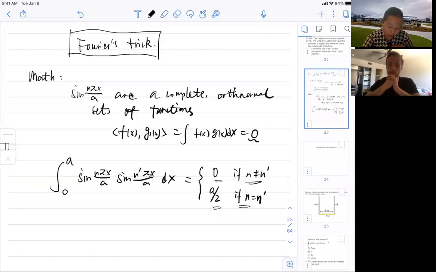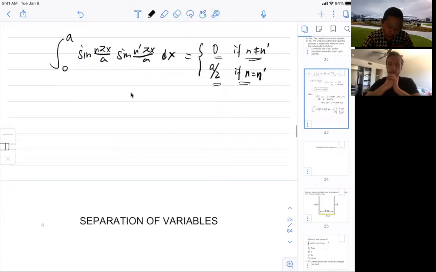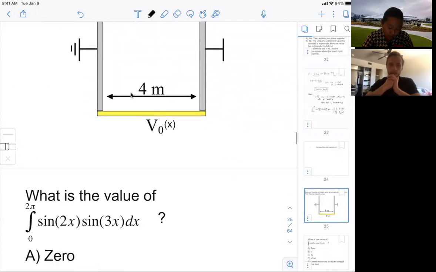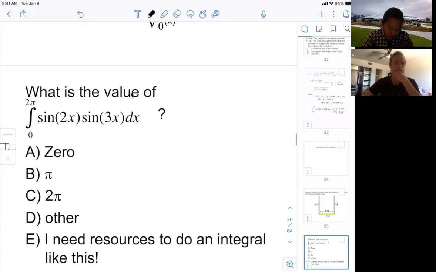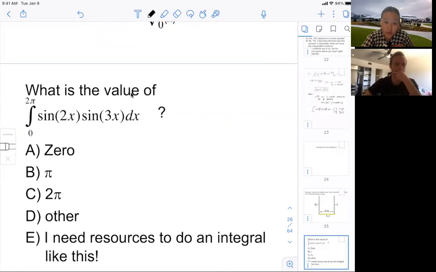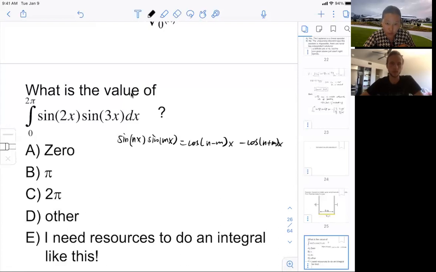Let's do a quicker question about sine functions. What is the value of this particular integration? I'm going to give you a relationship that might be relevant. You may want to use it, or maybe you decide not to use it. Sine of nx times sine of mx is equal to one half of cosine of (n minus m)x minus cosine of (n plus m)x. That is a relationship you may want to refer to.